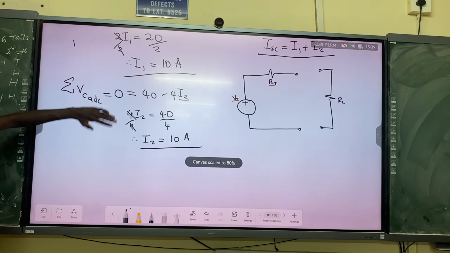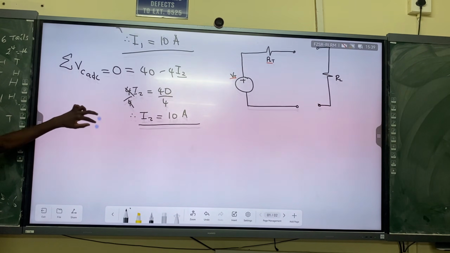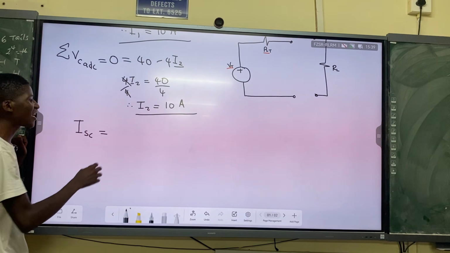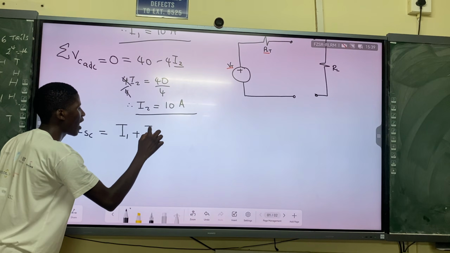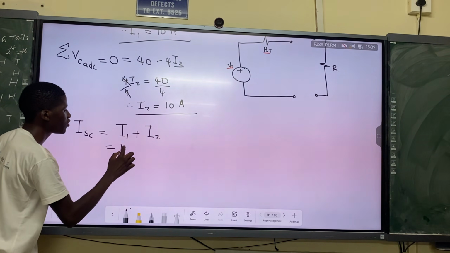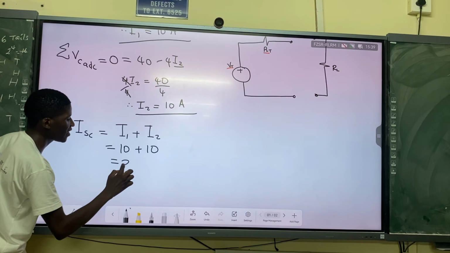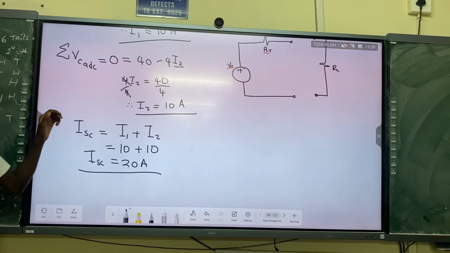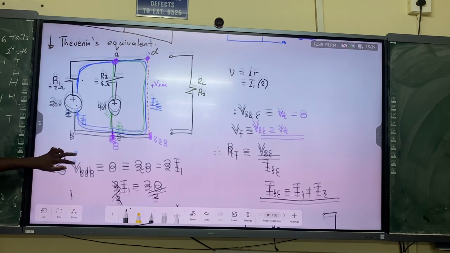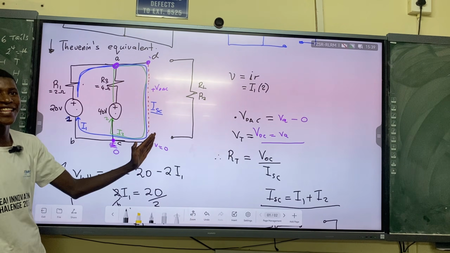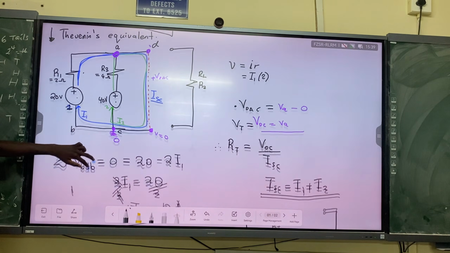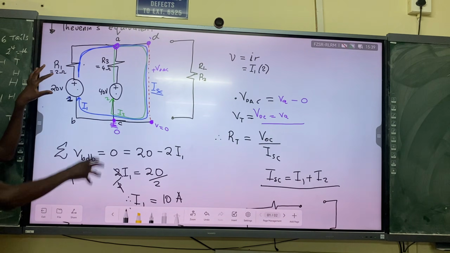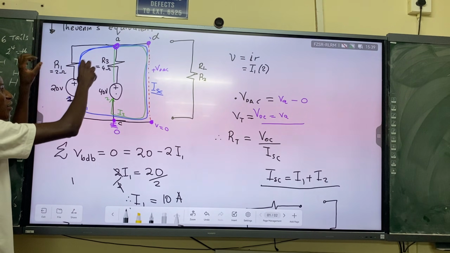Since we now know the current I1 and the current I2, we can find the short circuit current, because the short circuit current is going to be the sum of I1 plus I2, which is 10 plus 10, which is 20 amperes. So now you know the short circuit current. If we do a short circuiting, it simply means we put a conductor that doesn't have any resistor. This is the current that we are going to get in the conductor. So it's more like the total current produced by these two voltage sources and these two resistances together.